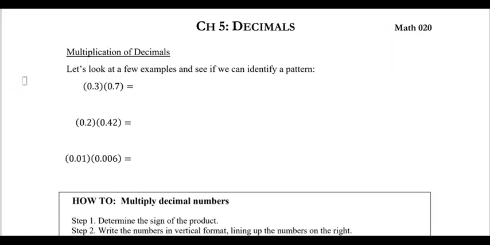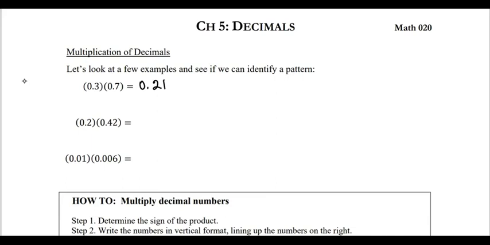All right, so next objective is to learn how to multiply decimals. Let's look at a few examples and see if we can identify a pattern. So 0.3 times 0.7 gives me, let's see, 0.021. Actually, no, that's wrong. So you multiply 0.3 times 0.7 gives you 0.21.